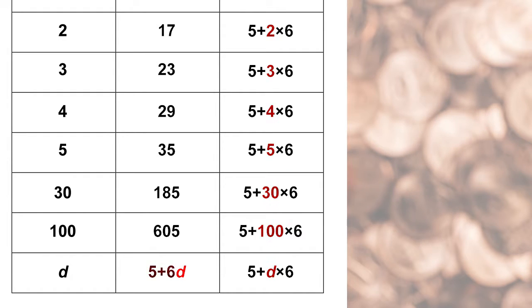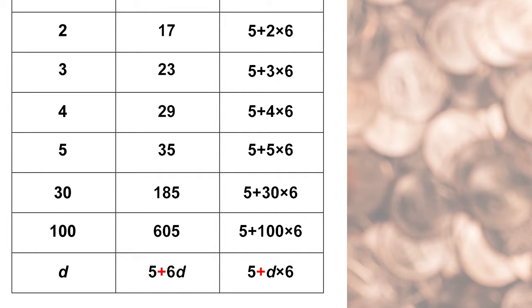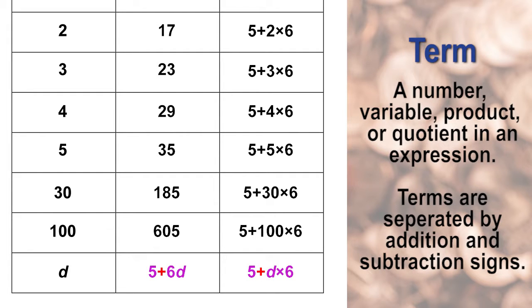In the expression 5 plus 6 times D, the 6, or the number in front of the variable, is called the coefficient. The coefficient is a factor that is multiplied by the variable. In the expression, there is an addition sign separating the expression into 2 parts, or 2 terms. A term is either a single number or variable, or a number and variable multiplied together. Terms are separated by an addition or subtraction sign.